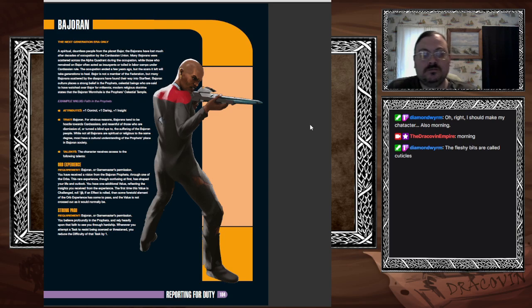So, again, they have a very strong religious vibe to them. They have a religious doctrine about these prophets, and the wormhole is seen as a celestial temple where the prophets come from. You obviously would be hostile towards Cardassians.